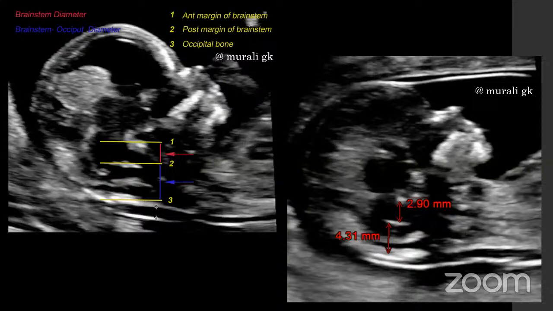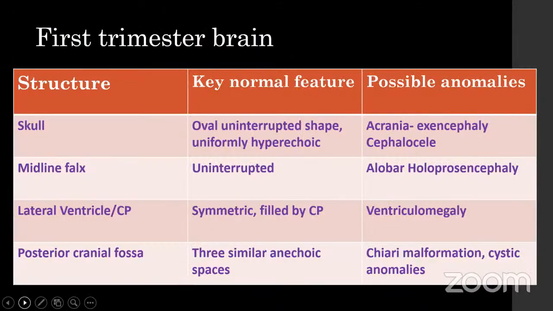I always have the habit of measuring it because sometimes we might eyeball and see it may look normal, but at times I had a case where it was just approaching 1. So there was a small neural tube defect. So it's worthwhile taking this measurement.